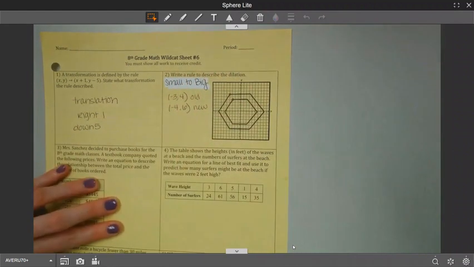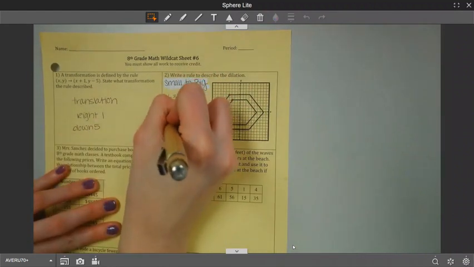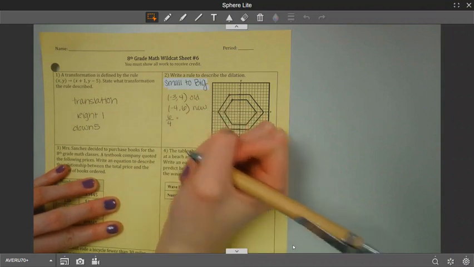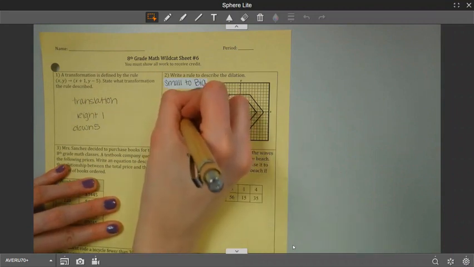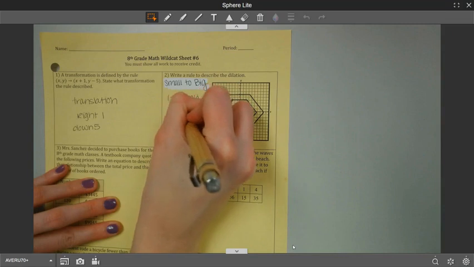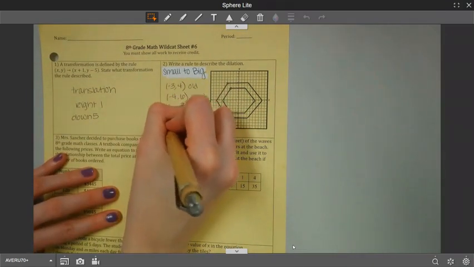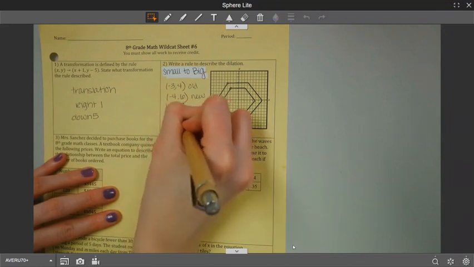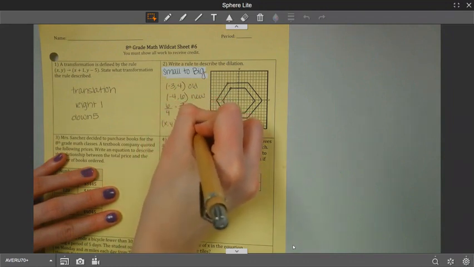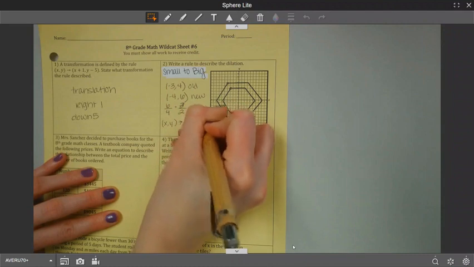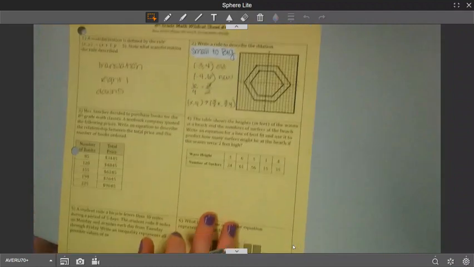To get the scale factor, remember it's new over old. So I'm going to do 6 over 4, which would simplify down to be 3 halves. Divide them both by 2. So the rule would be (x, y) becomes (3/2 x, 3/2 y). Remember, dilate means to multiply, so you should be multiplying.